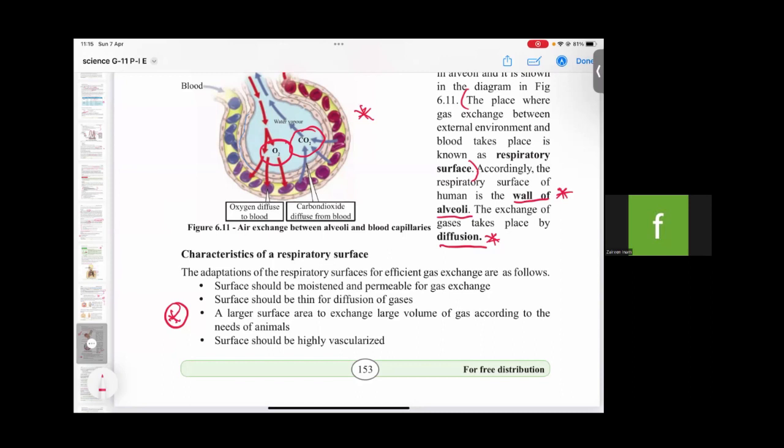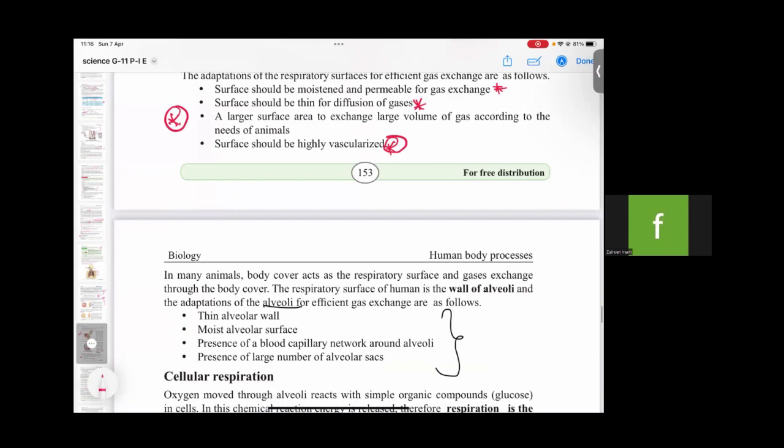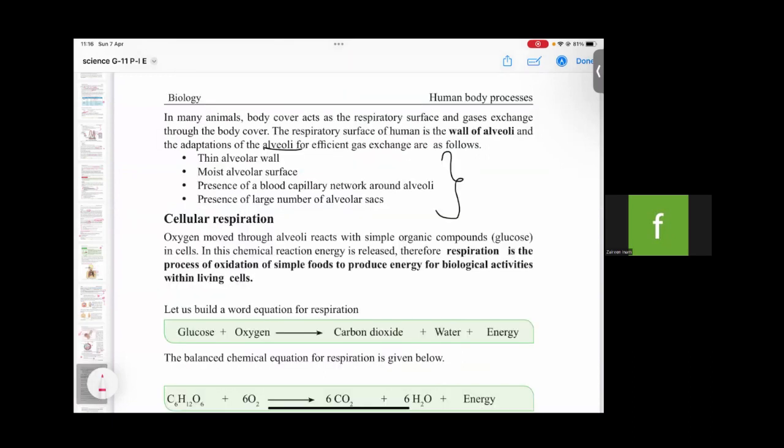Remember, what are small ones? This is a small one, this is a small one, this is a small one. So at least remember them 3. Okay, now this is the characteristics of the common respiratory surface.